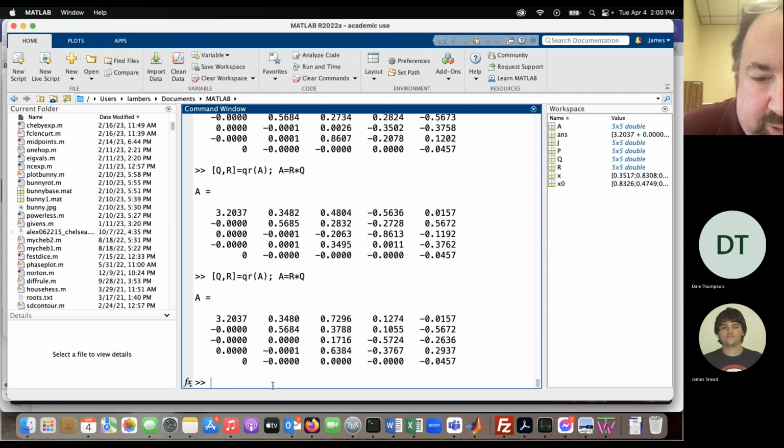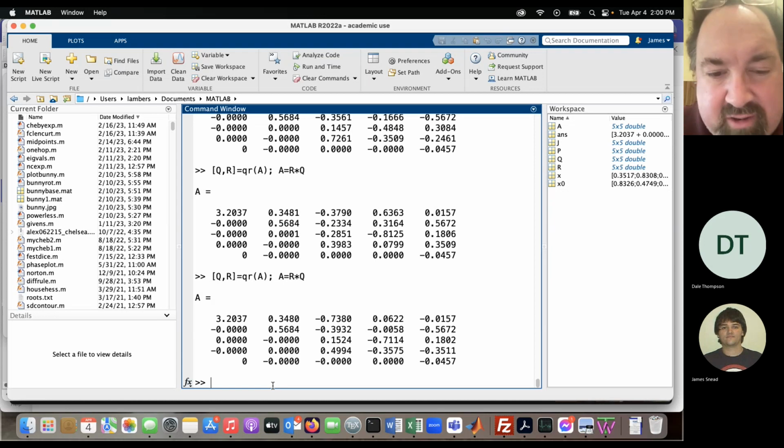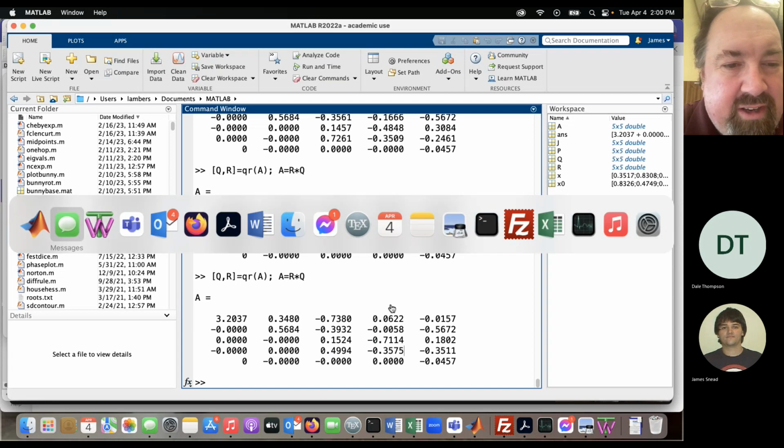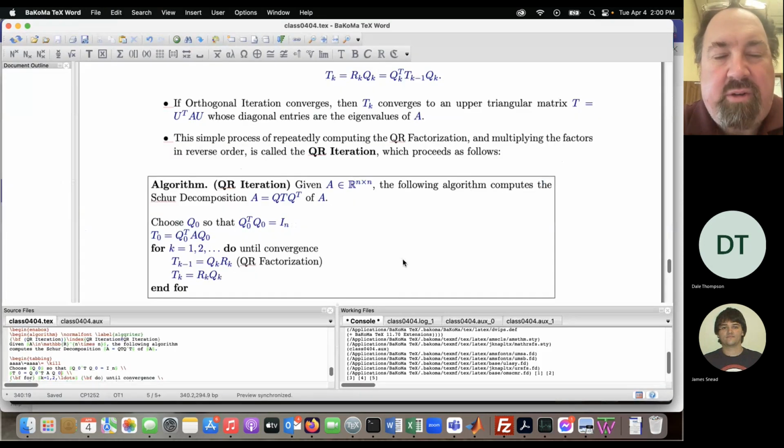But that's okay. If you have something that's block upper triangular with 1x1 or 2x2 blocks on the diagonal, we can certainly work with that. So sure enough, we can see all 3 real eigenvalues on the diagonal. This 2x2 block accounts for the complex conjugate pair. All right. So that's a demonstration that QR iteration can work.